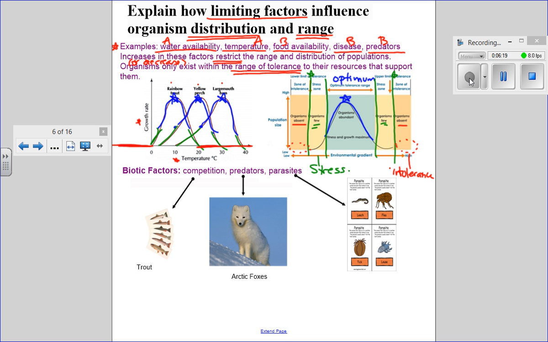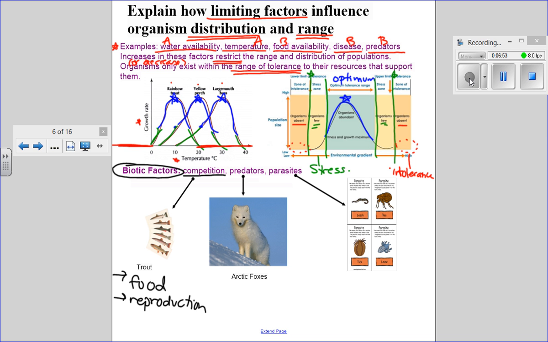So the words optimum, stress, and intolerance are very general words we can use to describe how a factor is limiting or perhaps not limiting a population's growth. So I'll highlight some biotic limiting factors. Competition would be one. If I take a look at trout, they are competing mainly for food, also for reproduction.